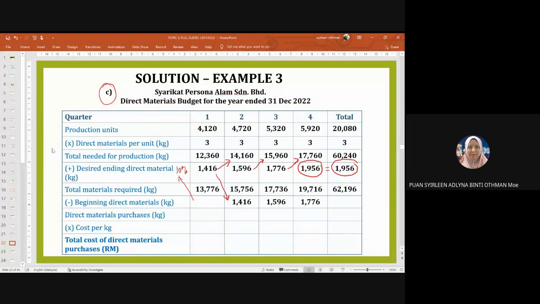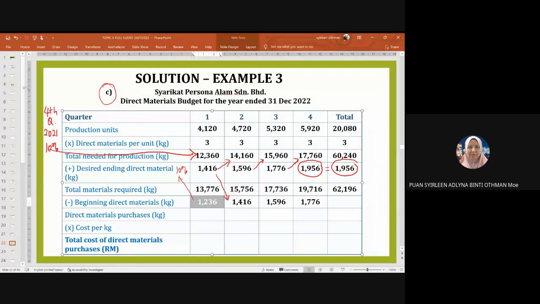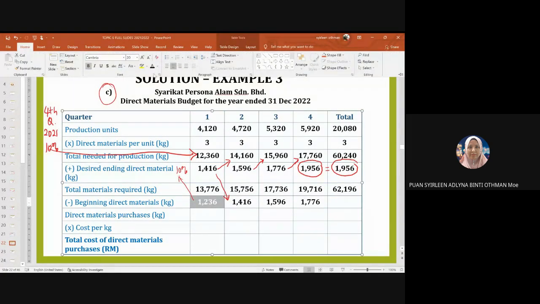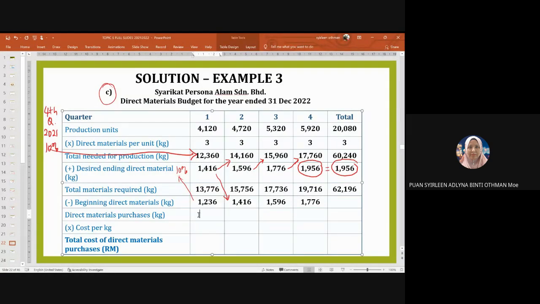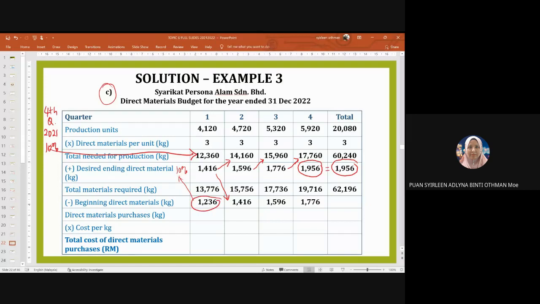For the fourth quarter of 2021, it is 10% of what? 10% from here, right? Because it is 10% of the total required. So 10% is actually 1,236. That's the figure that Tiffany gave me just now. So this is the beginning inventory, and automatically it will be the beginning inventory for the whole year.